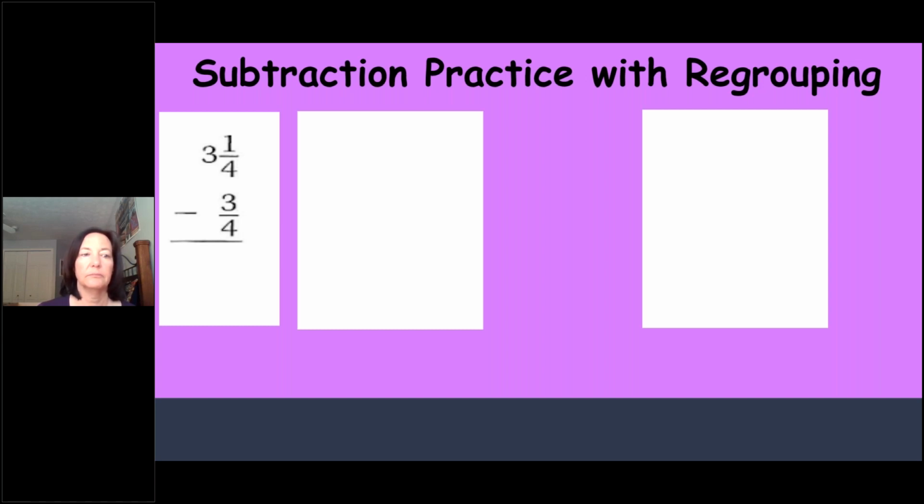Would it be 2 1/4? Okay, so you are really close. Super close. The top number, 3 1/4, could be rewritten as 2 5/4, because I borrowed 1, so that was 4/4 plus another 1/4. So I rewrote it as 2 5/4. And then from that, I'm going to subtract 3/4.